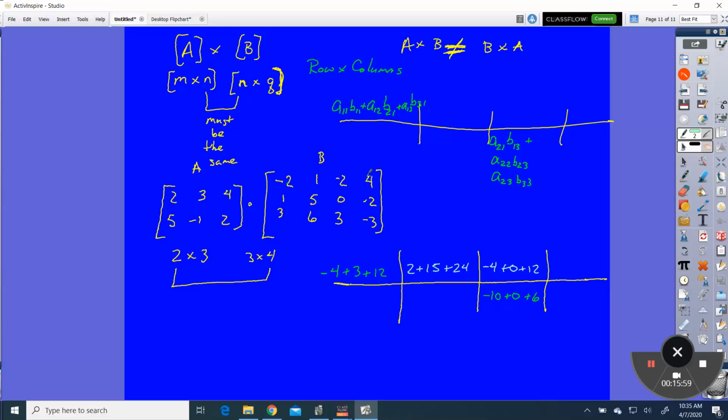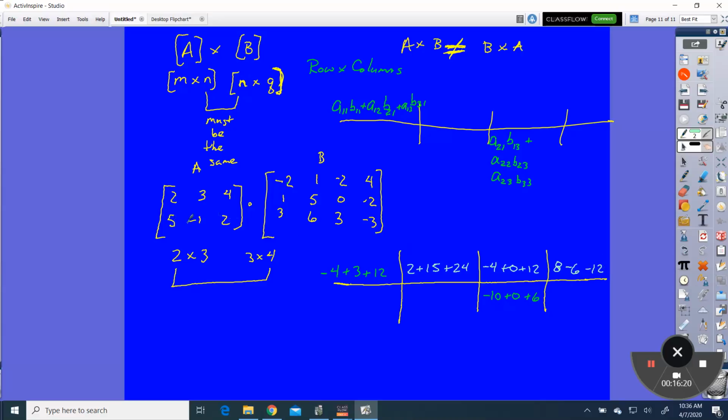Now first row, fourth column. First one in the row is 2. First one in the column is 4. So 2 times 4 is 8. Second in the row, second in the column. So 3 times negative 2 is negative 6. Third one in the row, third one in the column. So 4 times negative 3 is negative 12.